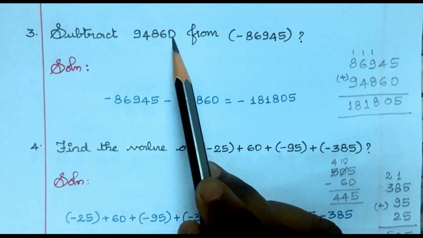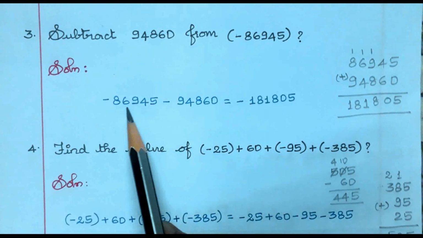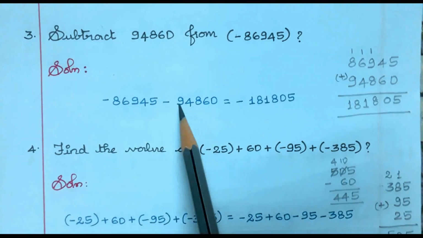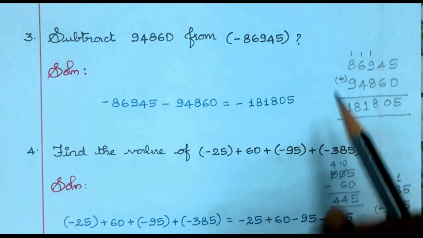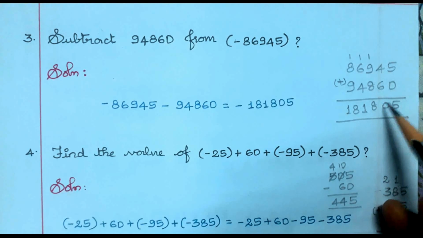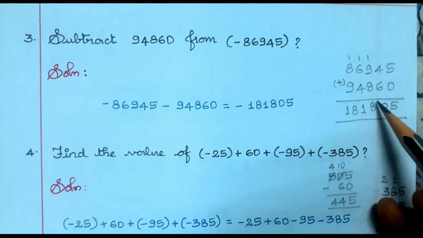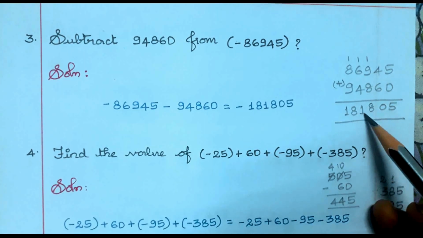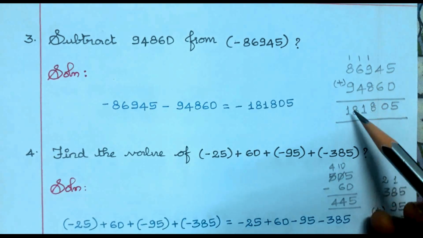So in the solution, as a mathematical statement, I have written minus 86,945, subtraction symbol minus, 94,860. If both the signs are equal, we have to add. So adding: 5 plus 0, 5; 4 plus 6, 10, remainder 1; 9 plus 1, 10, 10 plus 8, 18, 8, remainder 1; 6 plus 1, 7, 7 plus 4, 11. So 1 here is a carry. So 8 plus 1, 9, 9 plus 9, 18.